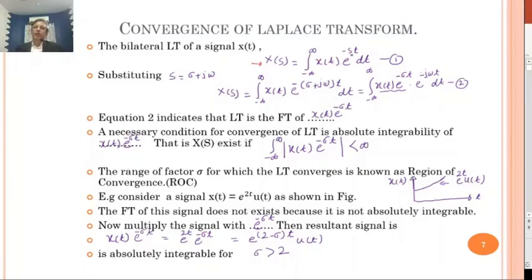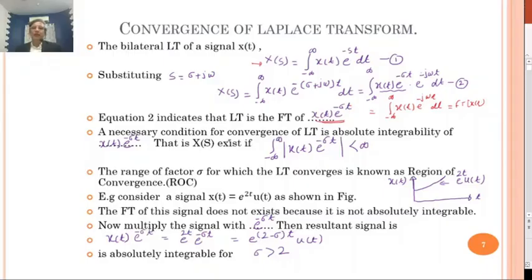Then if we substitute s equals sigma plus j omega, we get the integral of x of t e raised to minus sigma t e raised to minus j omega t. If we compare this to the Fourier transform, which is the integral of x of t e raised to minus j omega t dt, this equation is the Fourier transform of x of t. Now, in the case of the Laplace transform, instead of x of t, we have x of t times e raised to minus sigma t. This means the Laplace transform is the Fourier transform of x of t e raised to minus sigma t.